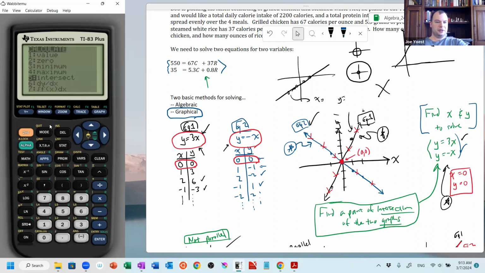So that's what I'm going to pick. I'm going to navigate down to number 5, or just hit 5. I can either hit 5 or navigate down to 5 and hit enter, searching for an intersection. It asks me what's my first curve.